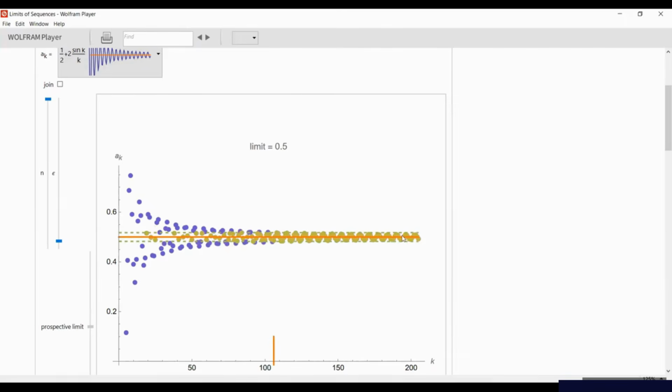Okay. So like this, after some kth term, if all the numbers in the sequence are in between L minus epsilon and L plus epsilon, we'll say that sequence has a limit. And the neighborhood in which you find all these numbers, that real number, we call the limit of the sequence.